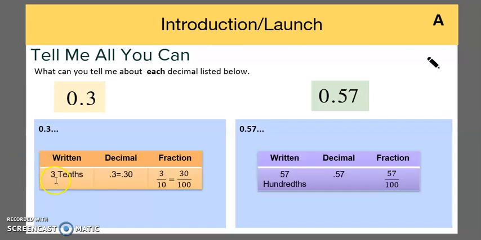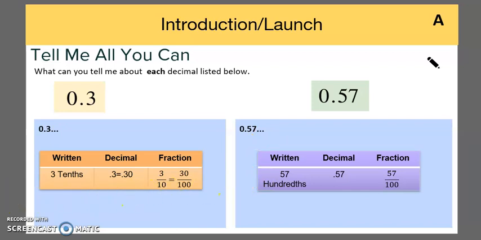Here are the answers for this problem. Notice how in the written form we wrote it out as 3 tenths. In the decimal, we left it as 0.3, which is 3 tenths, as well as 0.30, adding the 0 for the hundredths spot, as well as a fraction. If we have 3 tenths, we can also write it as 30 over 100, which is 30 hundredths. We also do the same thing here, and here's an example for the 57 hundredths.